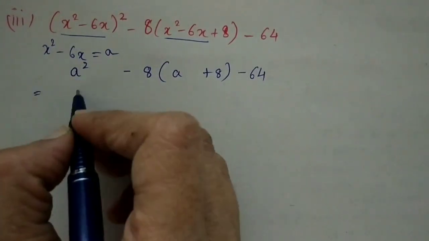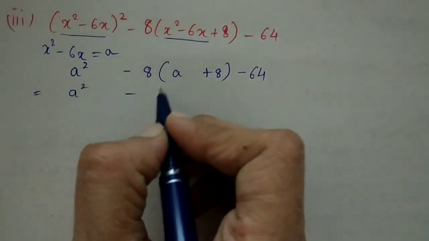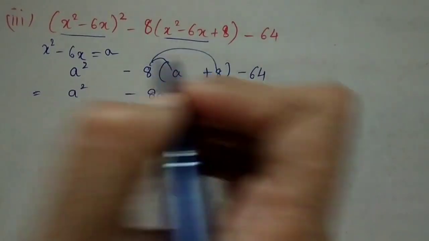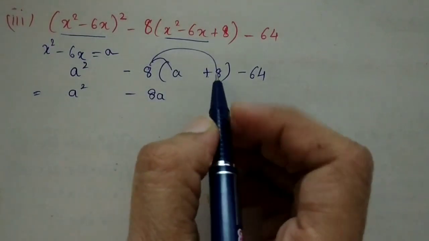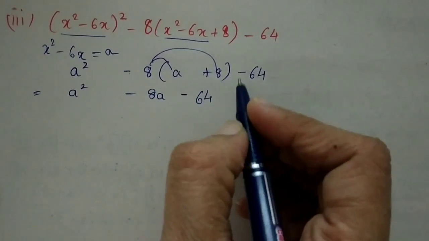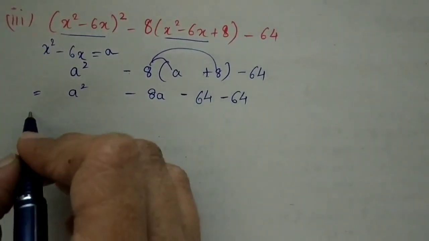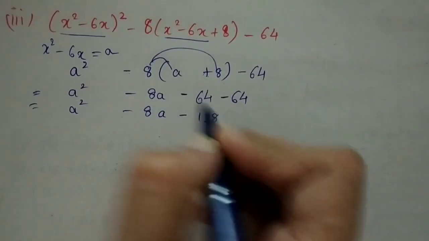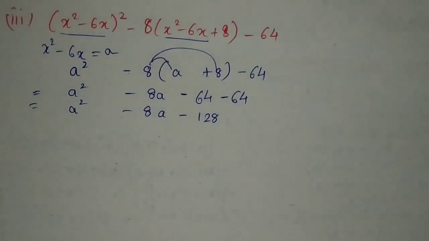Okay, we'll further open this, a square minus 8a. Minus into plus, this is inside the bracket, no? So we'll multiply this with both. So 8 8s are 64, minus into plus is minus 64. So this will become a square minus 8a minus 128. Okay, so you want to find out two such numbers whose product is 128 and whose subtraction shall give you 8. Okay, so two such numbers would be what?